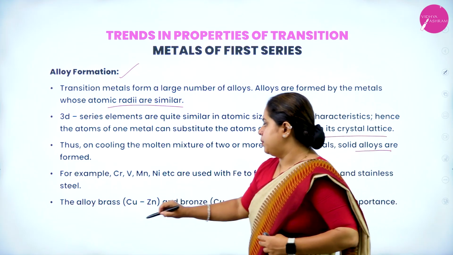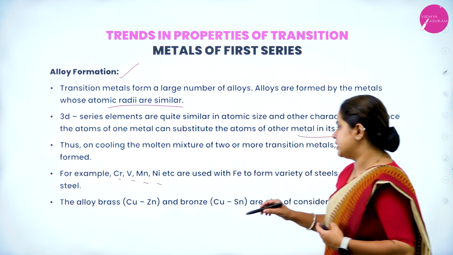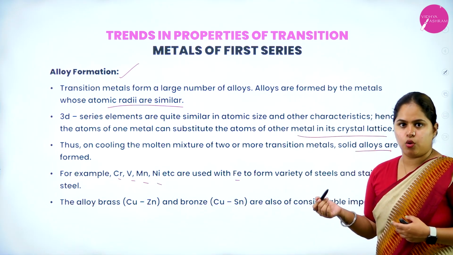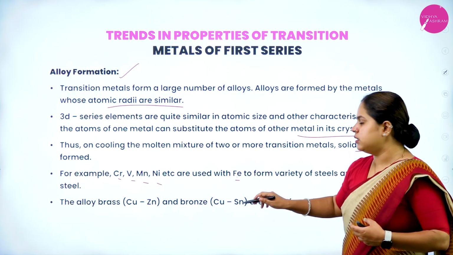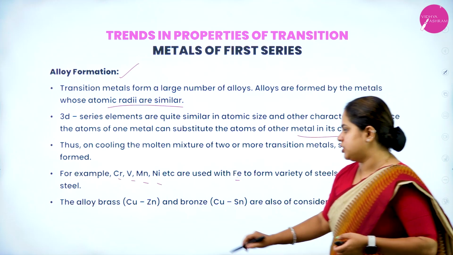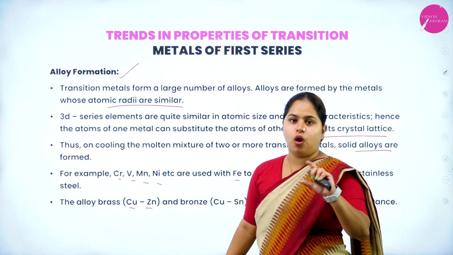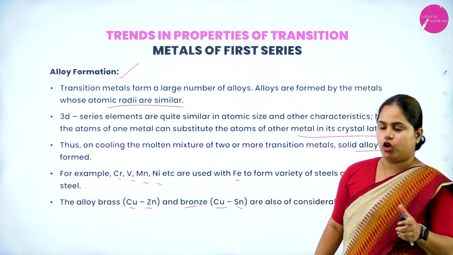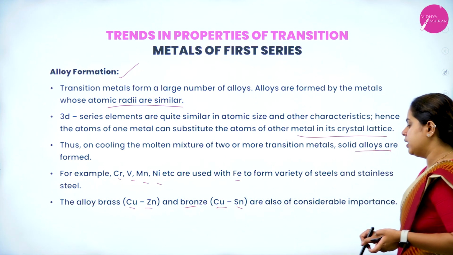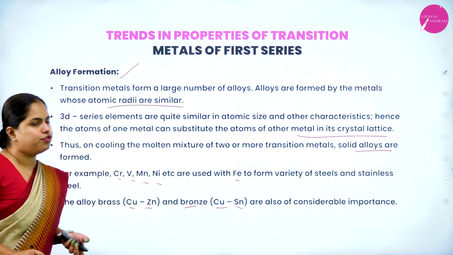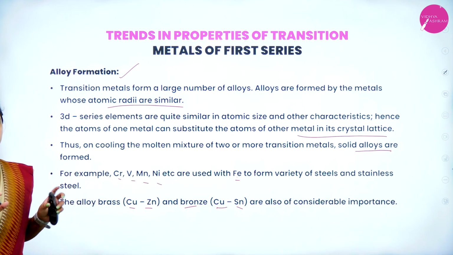Right. For example, chromium, vanadium, manganese, nickel, etc. are used with iron to form variety of steels and stainless steel. Okay, steel and stainless steel, iron is combined with any of those metals. Now, alloy, the brass, which is a mixture of copper and zinc. So, copper zinc alloy is called brass. Now, you have bronze, which is copper tin alloy, and is also of considerable importance. So, all of this you can remember. Few examples of various alloys. So, it's basically a mixture of metals.